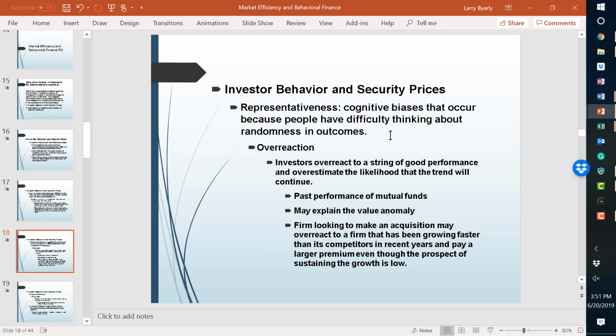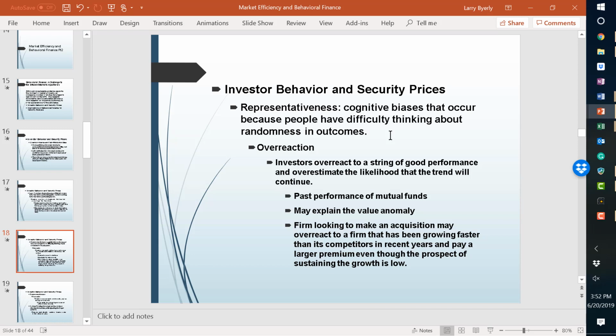Representativeness is a cognitive bias that occurs because people have difficulty thinking about the random nature of prices. One of the concepts here is something called overreaction. Investors overreact to good performance, and they overestimate the likelihood that it's going to continue. So when things are going well, we overestimate that it's going to continue. That is, we see things going badly and we don't anticipate when it's going to turn around.